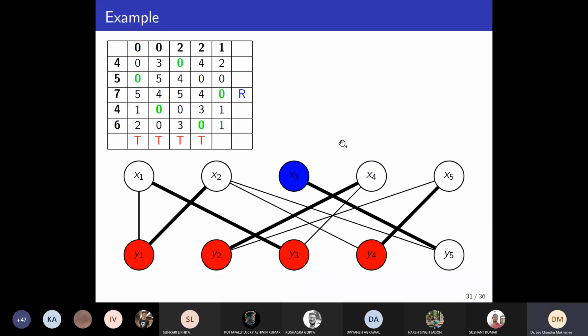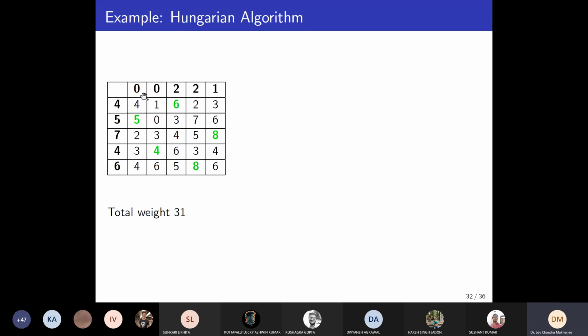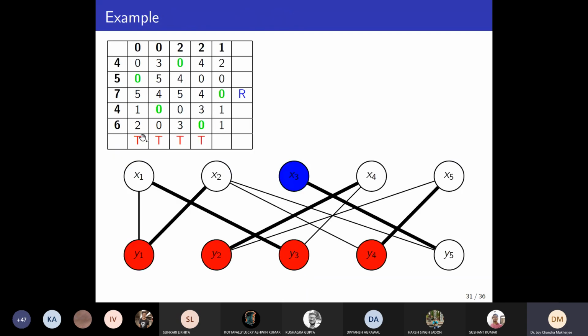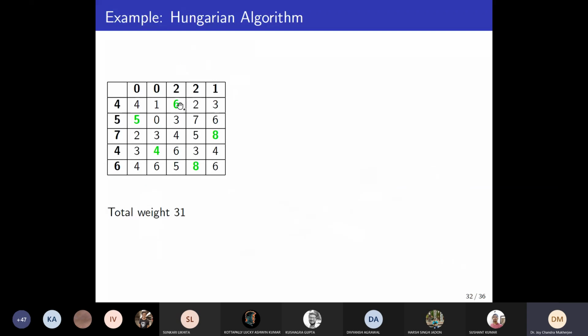And what are the values? The values are this. The matching edges give you the value. x1 is matched to y3, so this value will be 6. Now look at my original matrix. So 6 plus 5 is 11, plus 8 is 19, plus 4 is 23, plus 8 is 31, and also this is 31. So what is my minimum weighted cover? This is my minimum weighted cover.